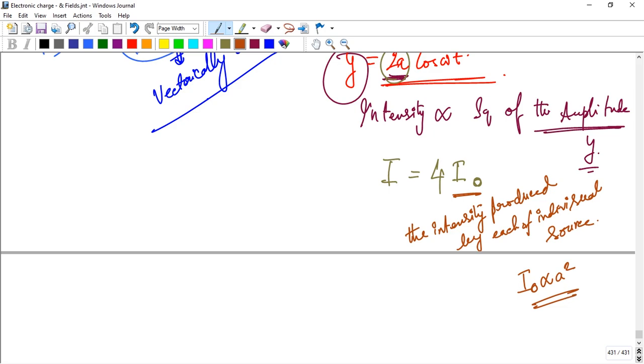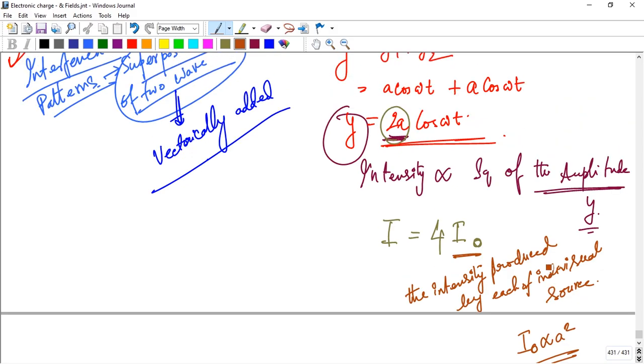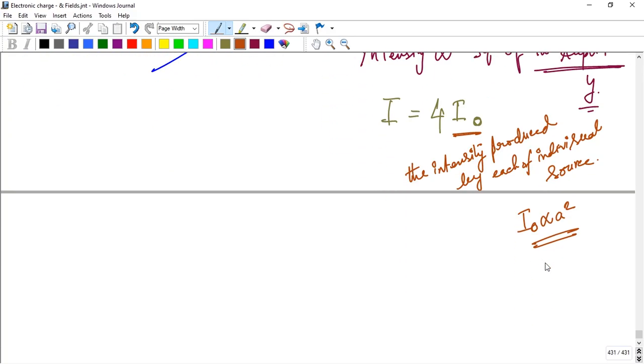So here is another important factor, the amplitude. That's the perpendicular bisector. So for the intensity I naught, the two sources interfere. Okay, so what is interference? The definition of interference.